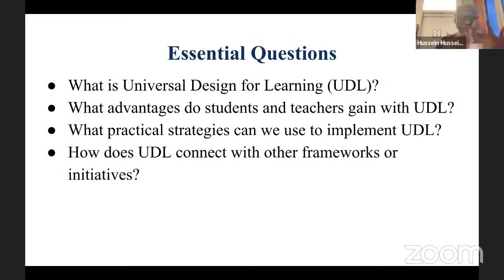So there are some essential questions we need to ask ourselves. What is universal design for learning? What advantages do students and teachers gain with UDL? What practical strategies can we use to implement UDL? How does UDL connect with other frameworks or initiatives?